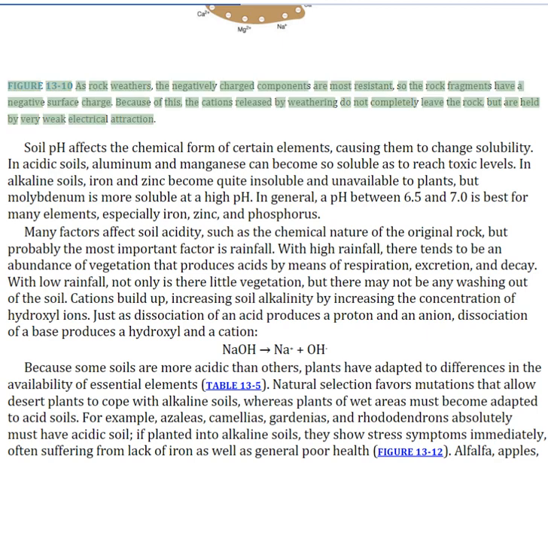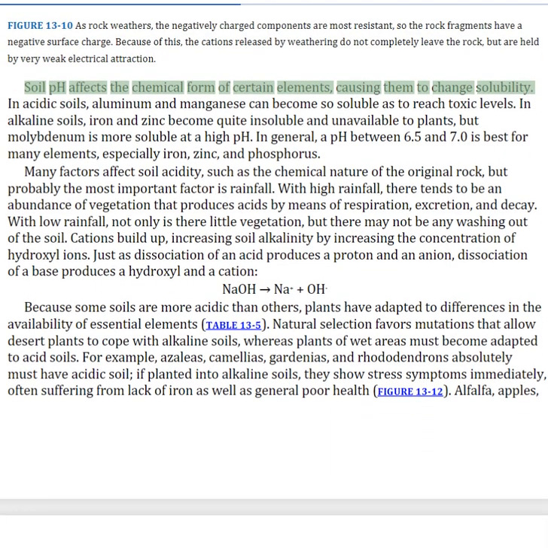Figure 13.10. As rock weathers, the negatively charged components are most resistant, so the rock fragments have a negative surface charge. Because of this, the cations released by weathering do not completely leave the rock, but are held by very weak electrical attraction. Soil pH affects the chemical form of certain elements, causing them to change solubility.